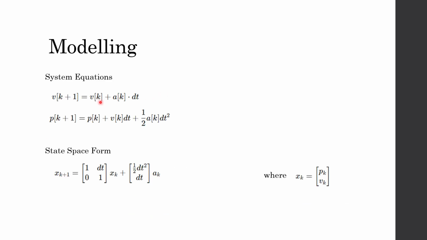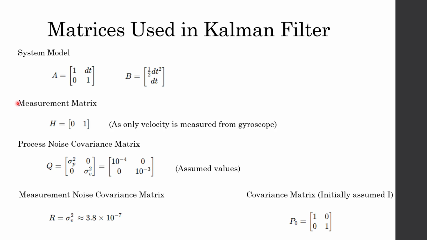Then I go ahead to convert the state system equations into state space form, which becomes this form. And here the first matrix is A and the second is B. So I have got system matrices A and B. Then H is the measurement matrix. So basically, it is [0, 1] because I get a measurement of velocity from my sensor IMU, but I don't get any measurement of the position. So this is 0. Then the process noise covariance matrix Q, which is the covariance in the process of position and in the velocity. These are assumed to be very small values.